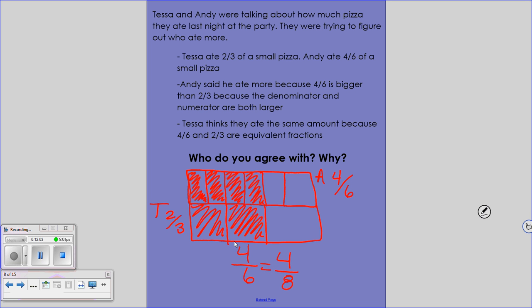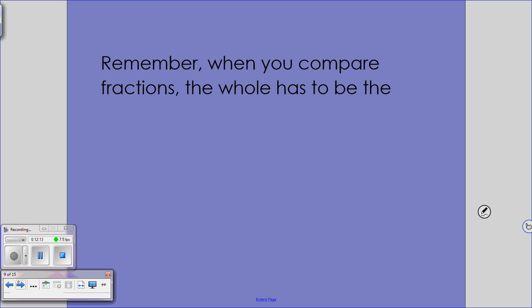A fraction can be larger than some other fraction. Alright, we're going to keep on moving on. Remember, you have this written down, but when you compare fractions, the whole has to be the same. Has to be the same. 100% has to be the same.